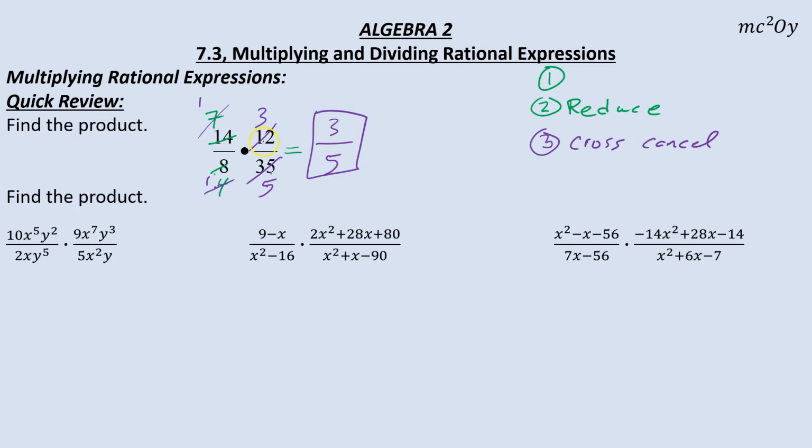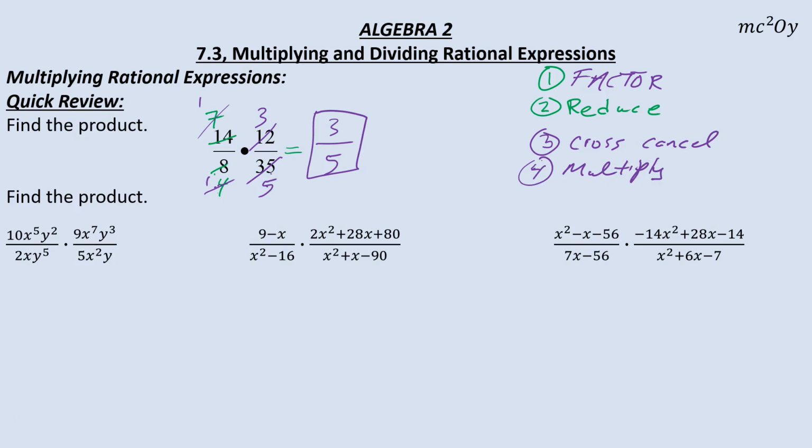Now granted, you could go 14 times 12 and 8 times 35 and then reduce, but you get much bigger numbers and much more complex to do. So it's nice if you reduce and then cross cancel and then multiply. Same thing goes when you're multiplying rational expressions. If you can, first, number one is actually factor the top and the bottom, and then reduce each fraction and then cross cancel, and finally multiply the last step, then it makes your life a lot easier.